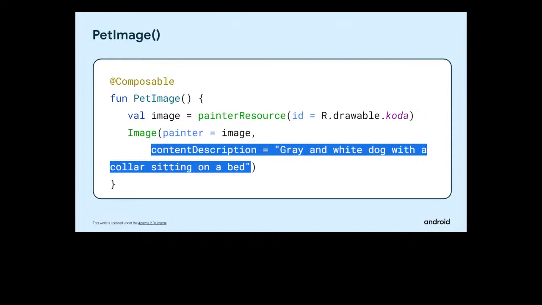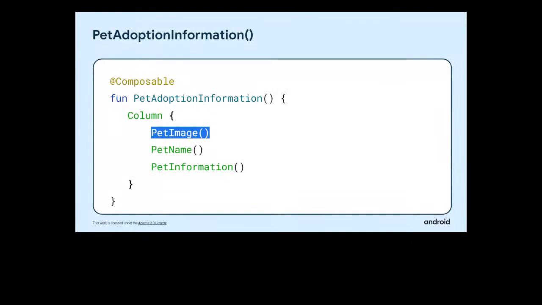Now, we create a call or invocation of this function in the pet adoption information. Remember, we had created a column layout before. You should not forget that. This column layout is where we will invoke our pet image function. So we will include our pet image in the final column.